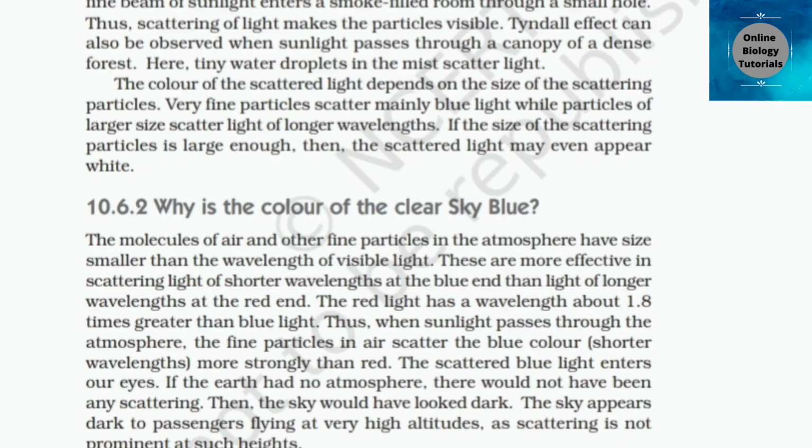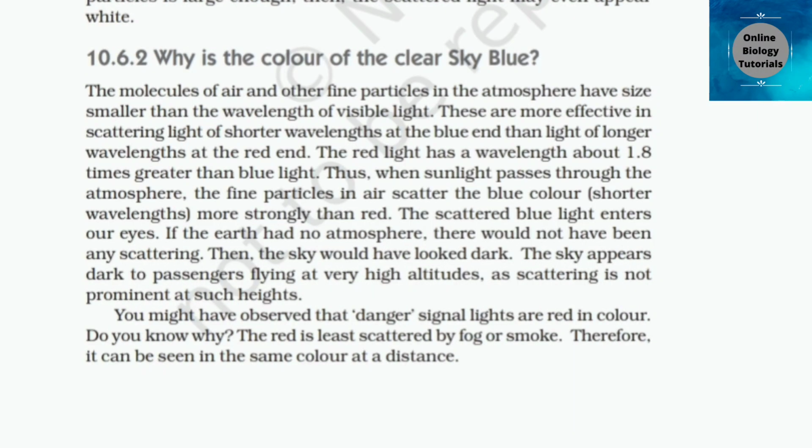If the Earth had no atmosphere, there would not have been any scattering. Then the sky would have looked dark. The sky appears dark to passengers flying at very high altitudes, as scattering is not prominent at such heights. You might have observed that danger signal lights are red in color. Do you know why? The red is least scattered by fog or smoke. Therefore, it can be seen in the same color at a distance.